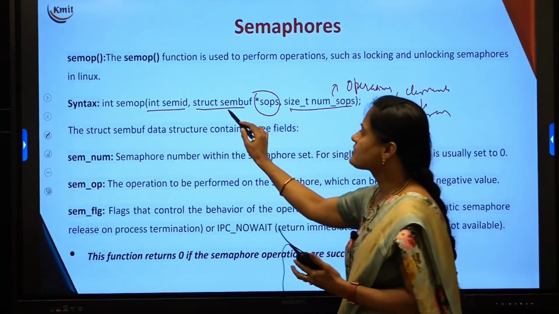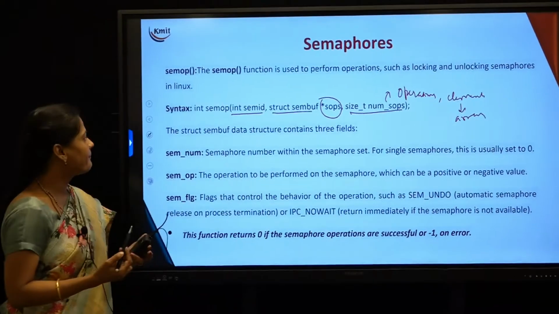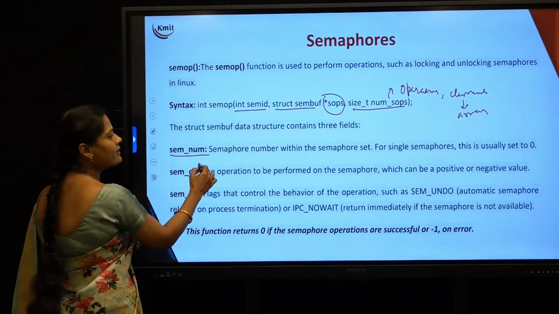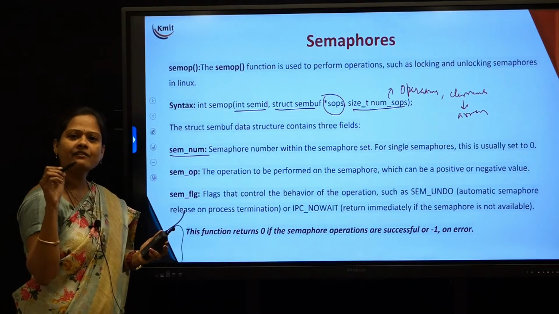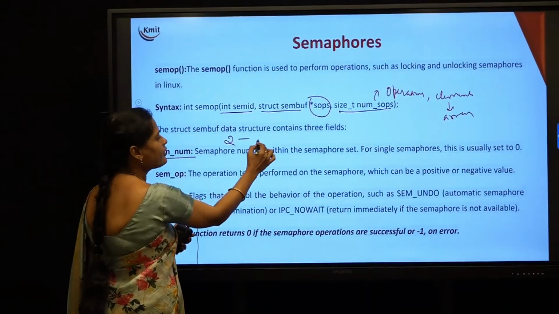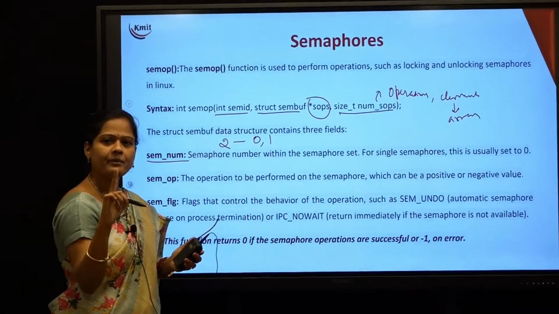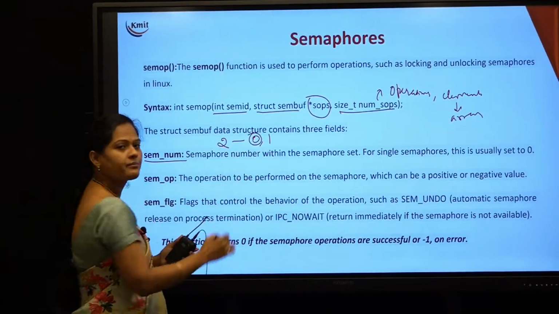Now coming to this struct sembuf, we'll see what are all the variables declared in a sembuf. So this is your sem_num. It is nothing but an ID given to the semaphores. Now if I have two semaphores, then the ID of your first semaphore is 0, the second semaphore would be 1. If I go for only one semaphore, the ID of the semaphore will be 0.